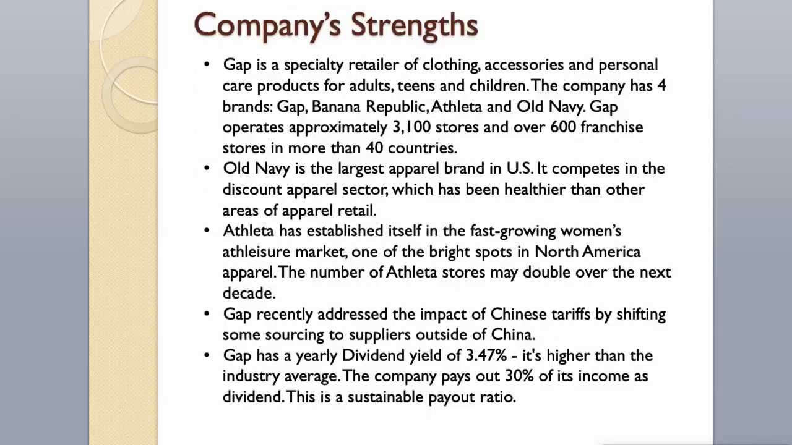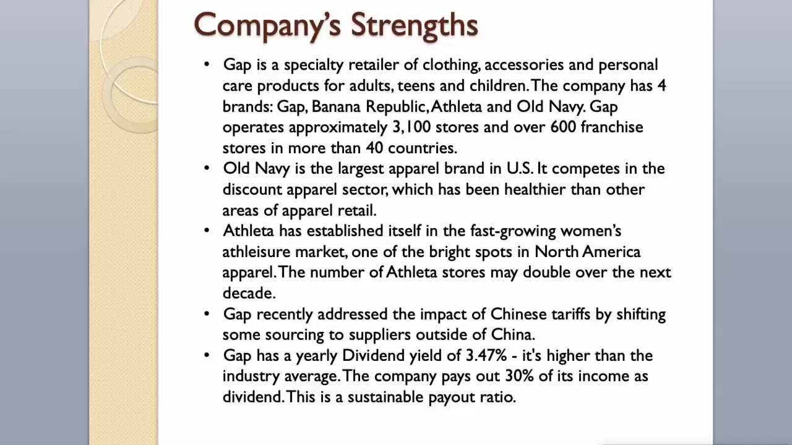Company's strengths. Gap is a specialty retailer of clothing, accessories and personal care products for adults, teens and children. The company has 4 brands: Gap, Banana Republic, Athleta, and Old Navy. Gap operates approximately 3,100 stores and over 600 franchise stores in more than 40 countries. Old Navy is the largest apparel brand in the U.S.